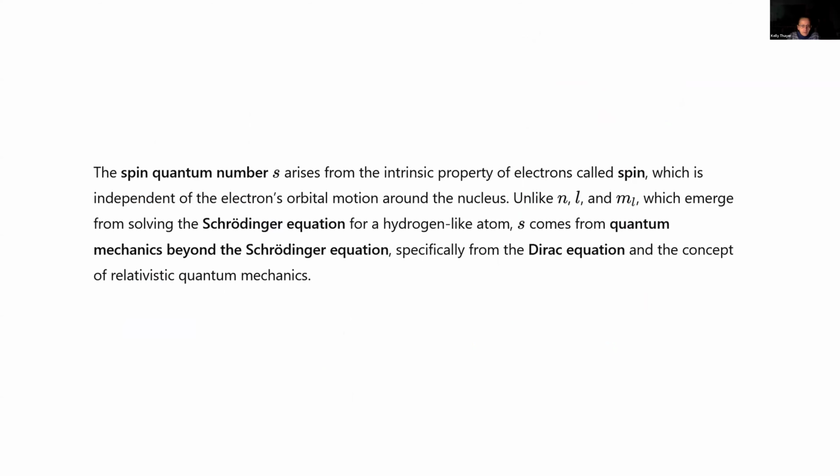So the spin quantum number s arises from the intrinsic property of electrons called spin, which is independent of the electron's orbital motion around the nucleus. So unlike n, l, and m sub l, which emerged from solving the Schrödinger equation for hydrogen-like atoms, particularly from the separation of variables, s comes from beyond the Schrödinger equation, specifically from the Dirac equation and the concept of relativistic quantum mechanics.